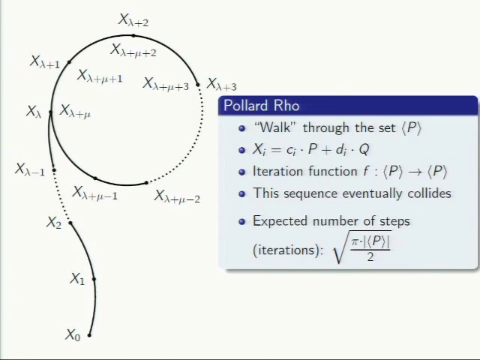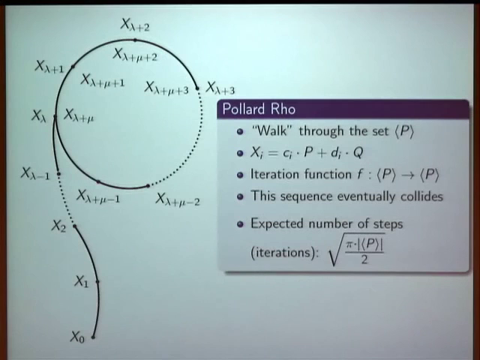So how are we going to look for these collisions? The idea is to perform a random walk through the set of points generated by P. We have our points P and Q, and our walk is on points X_i, which are known multiples of the sum of the P and the Qs, with the help of some iteration function. And since we do a random walk in a finite set, this will eventually collide. Based on the birthday paradox, you can show that the expected number of steps needed to collide is roughly the square root of the order of the group we're looking at.